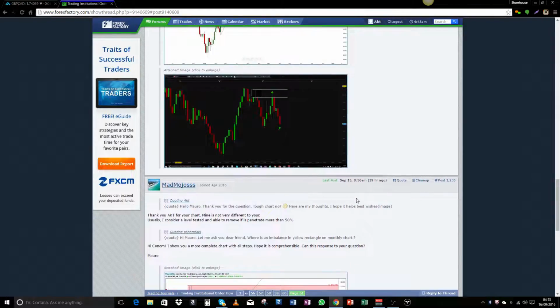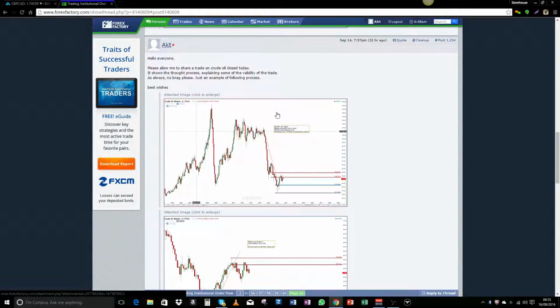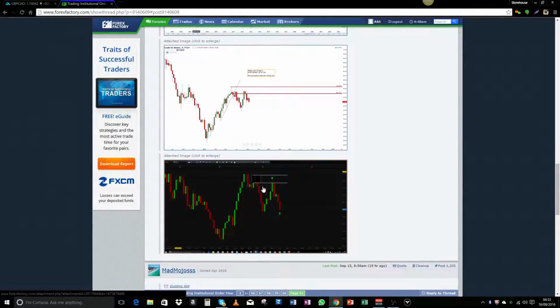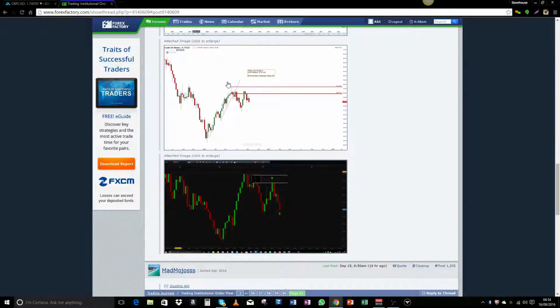Maybe we'll talk about the oil trade later, but I did explain it in pictures here on the thread as to why we took that trade on oil. So if I blow it up, you'll see the supply zone being there, and that was the entry, and the exit was down for 3 to 1 down there. So if you get a chance, look at it on the thread if you haven't already.